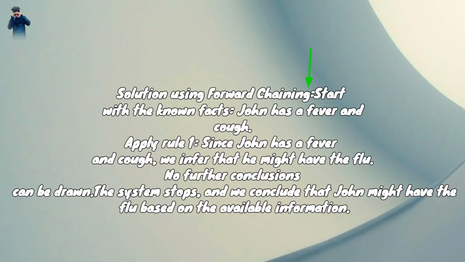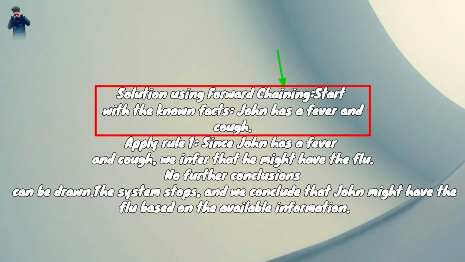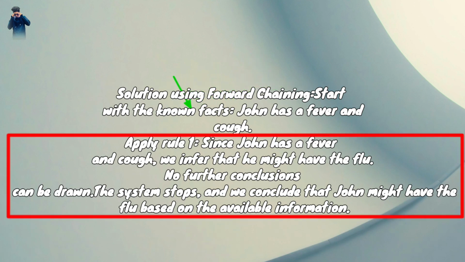Solution using forward chaining. 1. Start with the known facts. John has a fever and cough. 2. Apply Rule 1. Since John has a fever and cough, we infer that he might have the flu. 3. No further conclusions can be drawn. 4. The system stops, and we conclude that John might have the flu based on the available information.